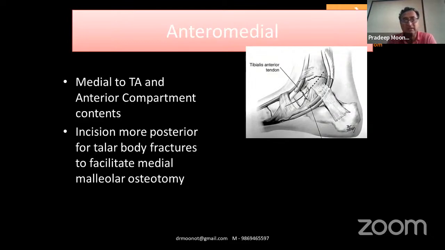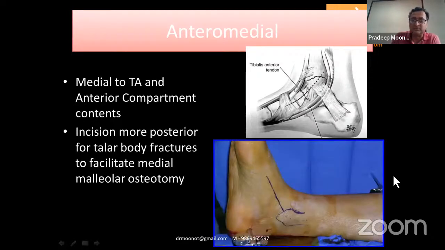It's usually medial to the tibialis anterior and the anterior compartment. The incision is usually more posterior for talar body fractures to facilitate the medial malleolar osteotomy. So usually it's from the medial malleolus, or the tip of the medial malleolus, going up to the base of the first metatarsal. You can use that incision.